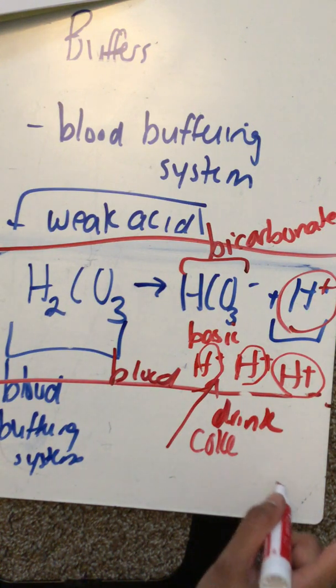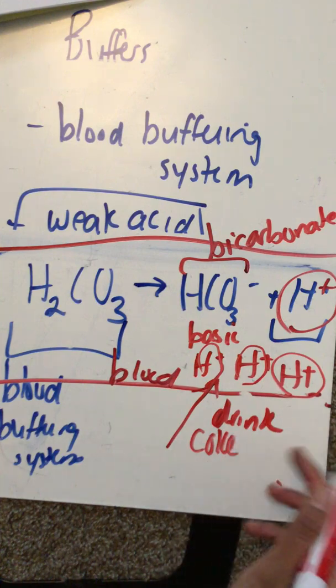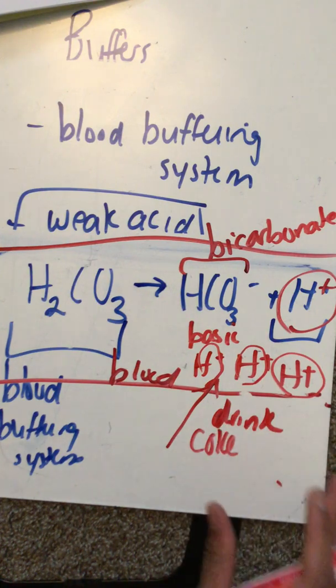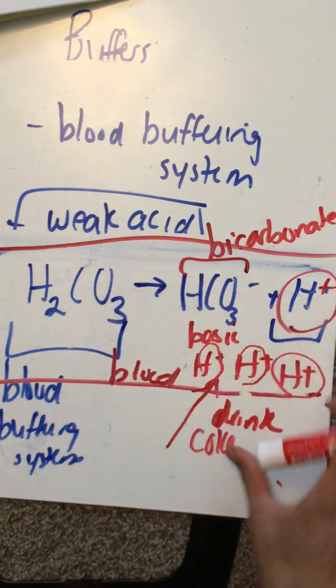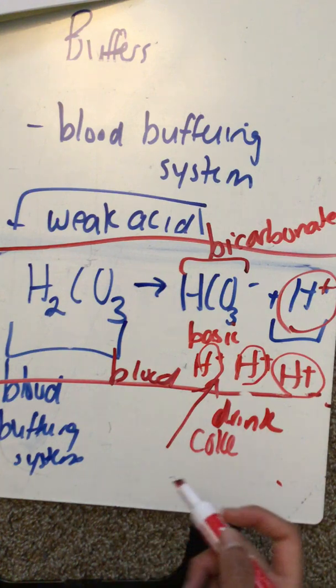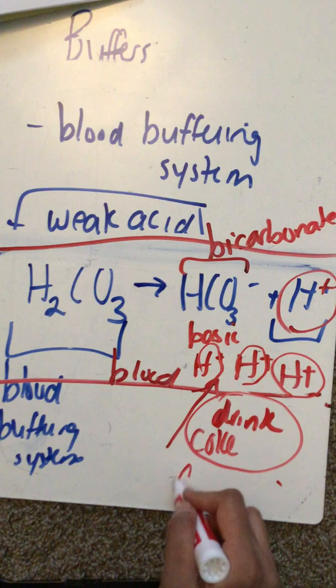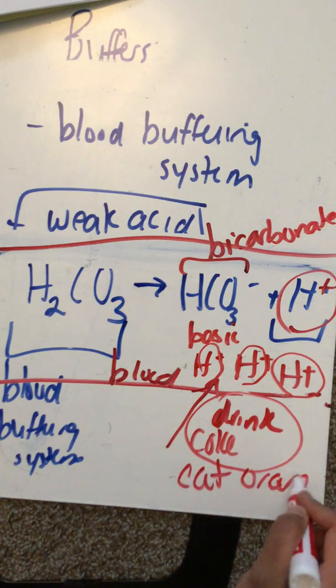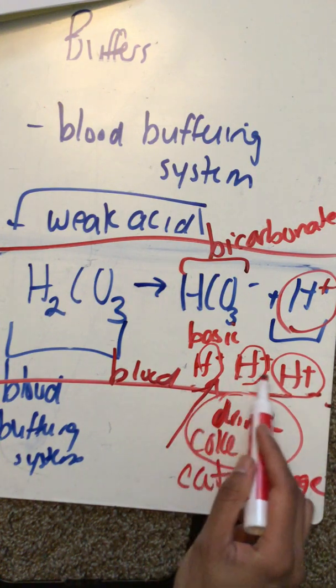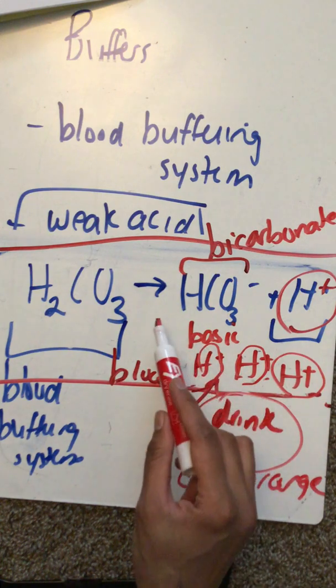Because you drank this. Well, you don't want your blood to become too acidic. Remember what I said before? If your blood becomes too acidic, your cells don't function properly. So you want your blood to stay pretty basic. So how do you do that? Well, when you drink Coca-Cola or you eat an orange or you do anything like that and you add H positive to your blood, hey, guess what?